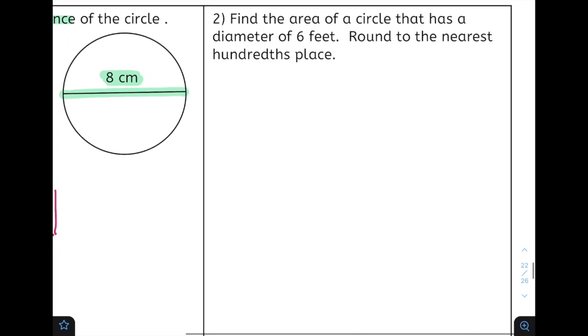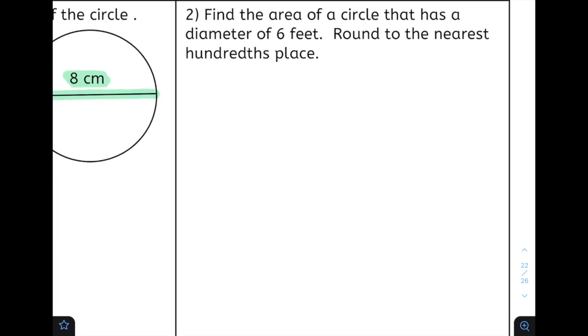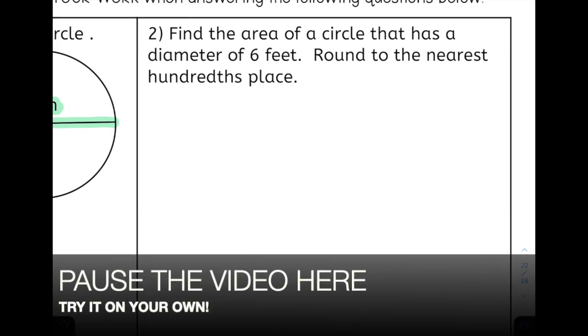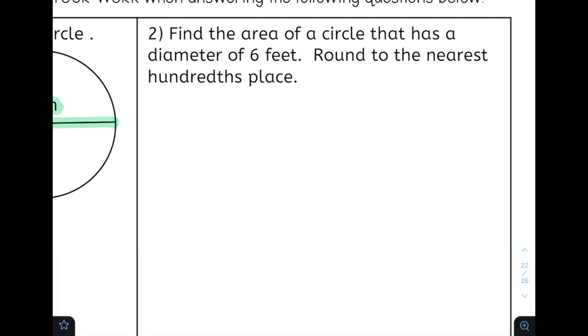Number 2, make sure you're identifying what you need, what you're given, what you have to round to, and what you have to represent your answer in. Try this one on your own and come back and check if you're correct. So here we are finding the area of a circle. Our diameter is 6 feet, and then we need to round to the hundredths place. So area is going to be A equals pi r squared.